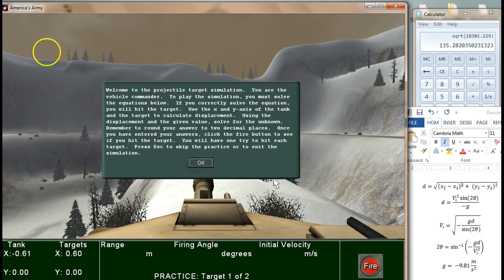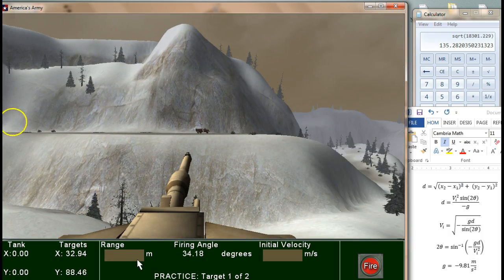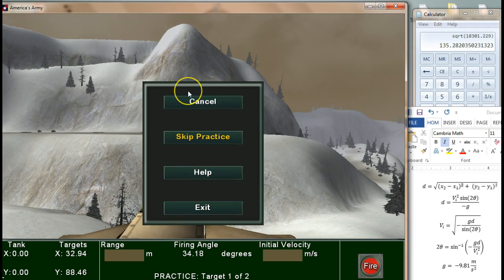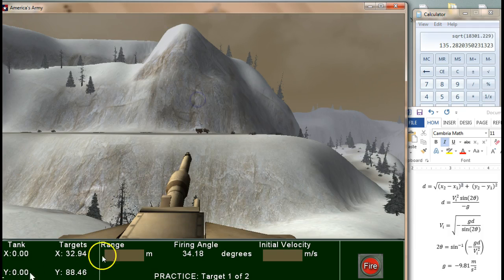So, we're going to look at our problem here. They're looking for the range and the initial velocity, so that's two different problems we're going to work out. Range is this first problem here, which is just the distance formula, the first equation over there. So I'm going to pause and fill that in. What I got on my calculator is 94.393. I need to round this off to the hundredths, so this is going to be 94.39.